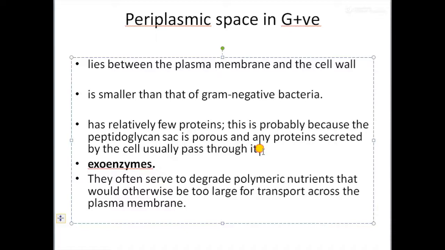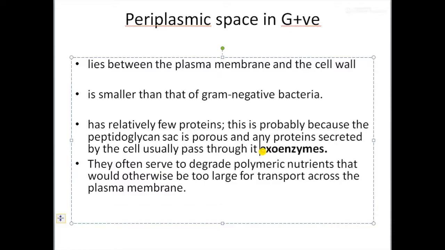If we look at the plasma membrane proteins, they are the ones which play an important role in the transport of the nutrients across a plasma membrane. So the proteins in the periplasmic space, in the case of gram-positive bacteria, would probably be the ones which serve as exoenzymes, which will be excreted outside of the cell and will help in the degradation of large polymeric nutrients so that they can be easily passed across the plasma membrane.